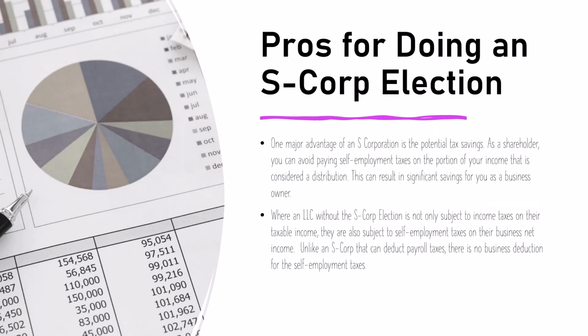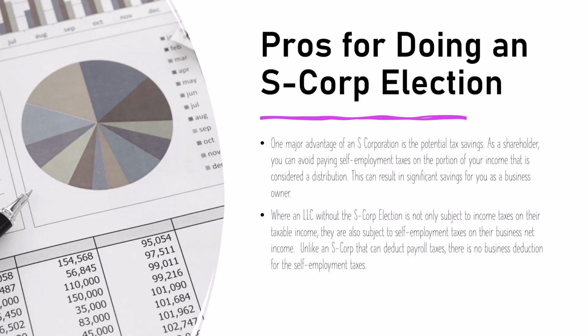We're going to start with some of the pros of doing the S corp election. And the biggest one, of course, that people do this for is the potential tax savings. Right now, if you are an LLC or a sole proprietor, you are filing the Schedule C with your 1040, which is the income and expenses of your business, and you are subject to self-employment taxes on the net income, as well as income tax on your taxable income.